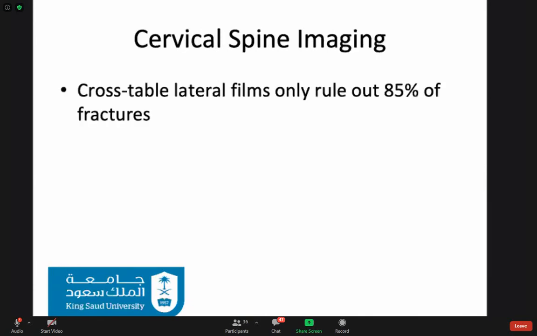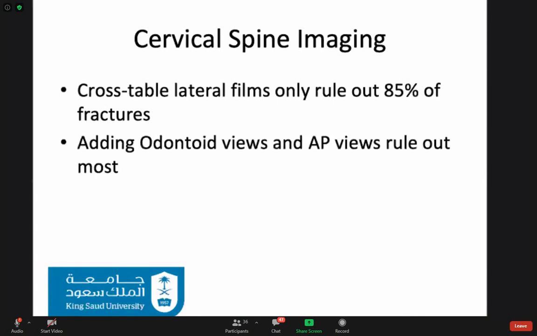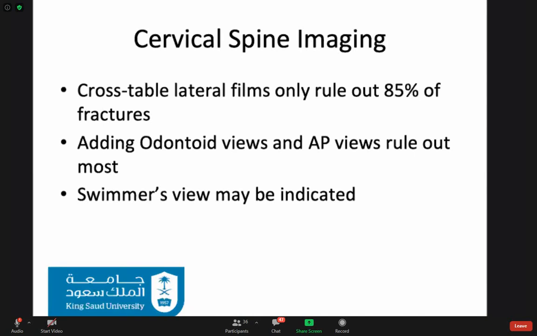Cervical spine imaging: cross-table films can rule out only 85% of fractures. Adding odontoid views and AP views can rule out most, but it's not the best imaging technique for ruling out C-spine injuries. A swimmer's view may be indicated, in which you lift the arms above the head so you can get a closer look at the lower C-spine on X-ray. What's the minimum required to see on a C-spine to say that it's adequate?